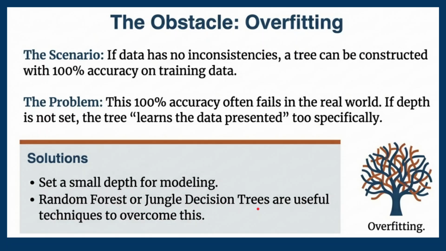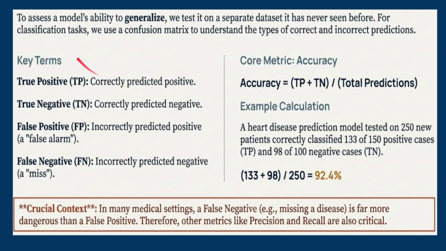Okay, and then let us see the key terms here in the decision tree. So we have a matrix called the confusion matrix. This helps to understand the types of correct and incorrect predictions. So there are four possibilities. The case is positive and it is correctly predicted, true positive. The case is negative, and it is also correctly predicted, that is true negative. Suppose the case is negative but it is predicted as positive, in that case it is a false alarm. And if the case is positive, but it is not correctly predicted, that is a miss.